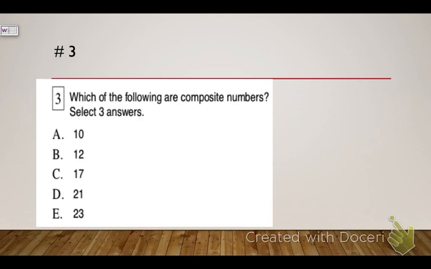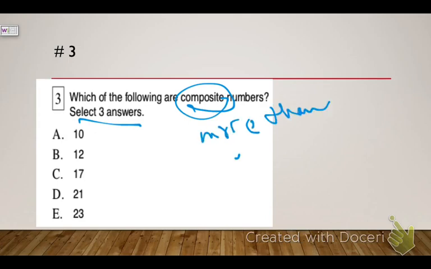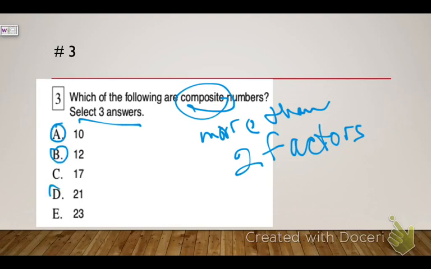Number three, it says we have to select three answers of composite numbers. Now, composite means that we have more than two factors. And I know you're not going to show your work. I didn't ask you to, but the answers are A, B, and D. These two are prime, only two factors. Let's keep moving.